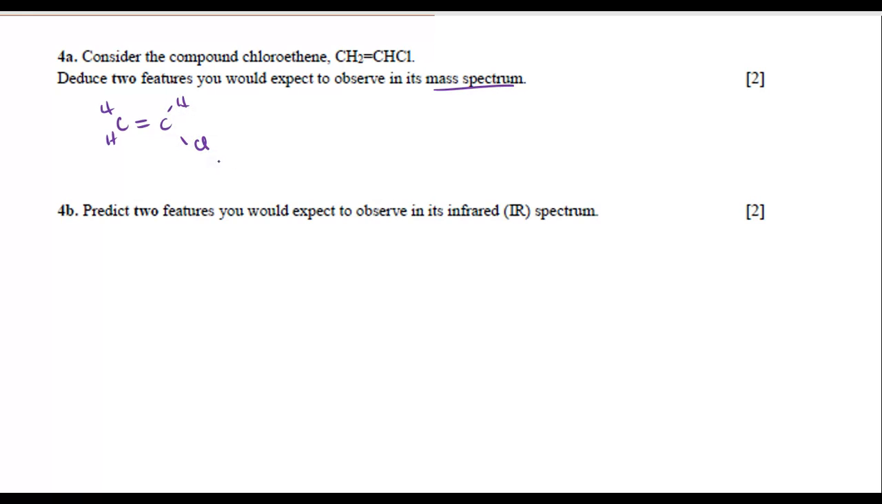CHCl. Clearly there's going to be a molecular ion. So I would say that one of the features I would expect to see in the mass spec would be the molecular ion, which is going to have a mass of 2 times 12 carbons plus 3 times 1 hydrogens plus 1 chlorine, which is about 36. So 36, 40, 64. Oh my gosh, that's wrong, because there's only 3 hydrogens. Sorry, 3 hydrogens, 63.